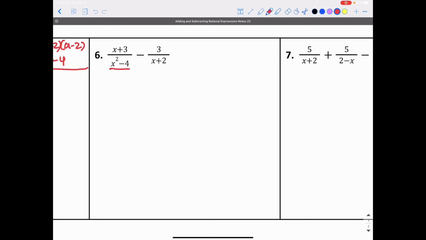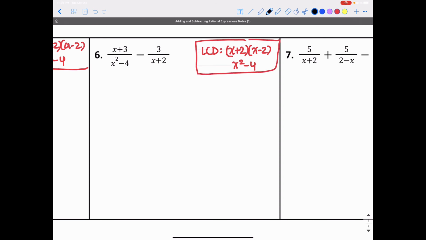Does one fit into the other? Because that's going to help me save time. And yes, x plus 2 fits into x squared minus 4. x plus 2 is a factor of x squared minus 4. If I take x plus 2 and multiply it by x minus 2, that gets me x squared minus 4. So my least common denominator is x squared minus 4.